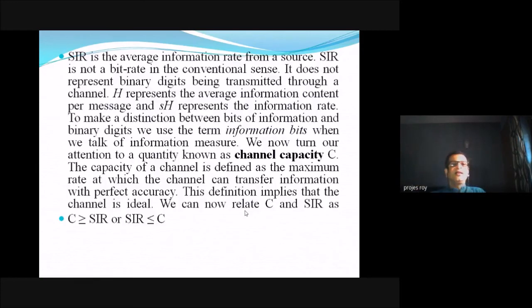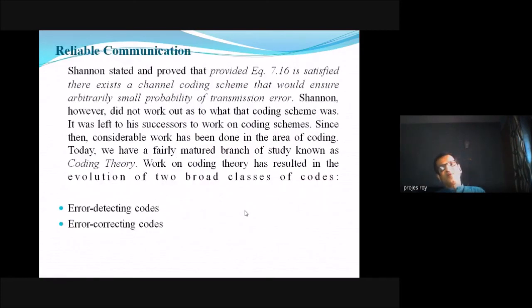Now, reliable communication. Shannon stated that, provided this condition is satisfied, there exists a channel coding scheme that would ensure an arbitrarily small probability of transmission error. Shannon, however, did not work out what that coding scheme was, and it was left to his successors to work out coding schemes. Since then, considerable work has been done in the area of coding. Today, we find a fairly mature branch of study known as coding theory.